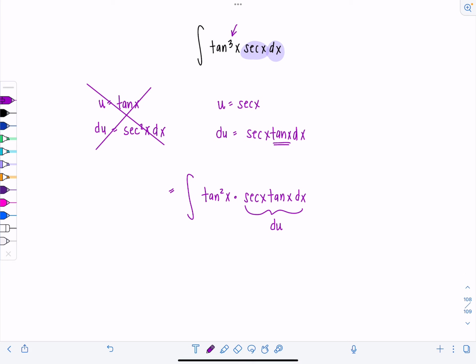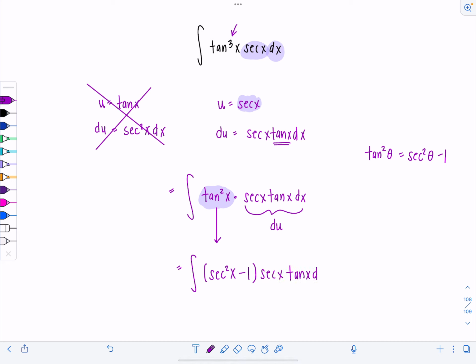But wait a minute, u is secant x, and I can't write tan squared x in terms of u just yet. But remember from our Pythagorean identities, tan squared theta is equal to secant squared theta minus 1. So right now I'm going to replace tan squared x with the appropriate identity so I can write everything in terms of secant. So this is secant squared x minus 1 times secant x tan x dx. You see? And now we're ready to make our u substitution. Which substitution works? This one works, okay?